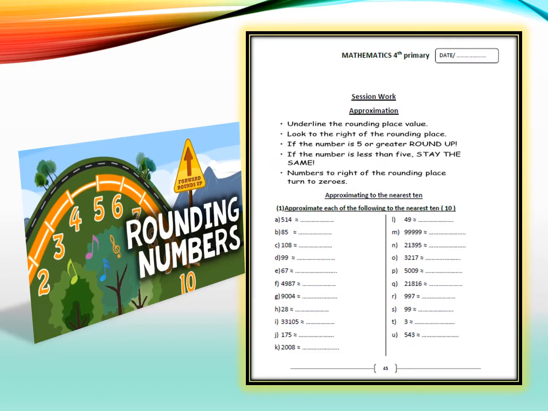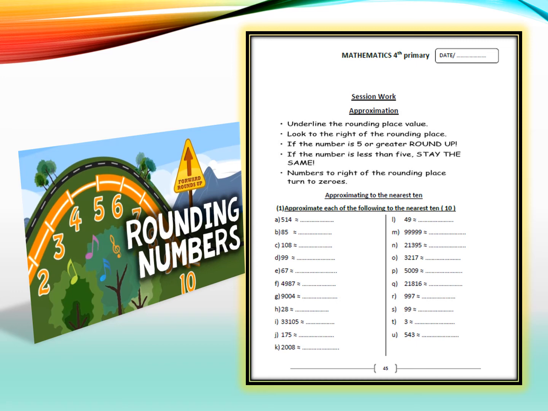More exercise. Let's make approximation to 10. The first number is 514. First, we will circle the number in the tens, which is 1, and I will look at the number on the right and circle it, which is 4. And I will ask myself if it's a strong or weak number. 4 is a weak number, so the number will stay the same.